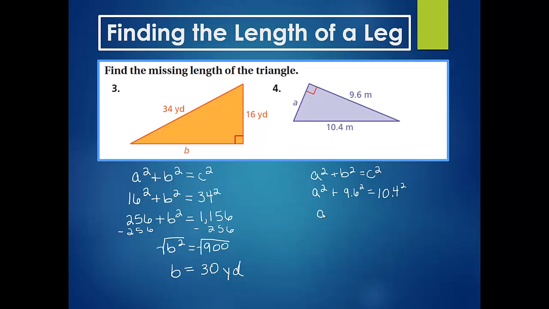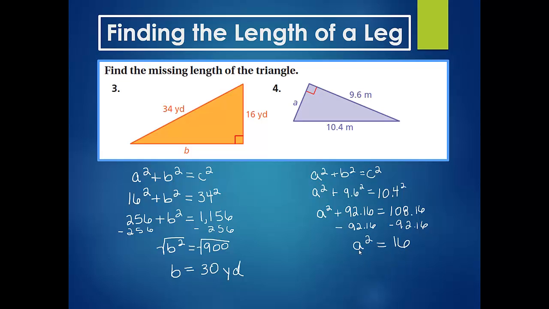Now we have a squared plus 9 6/10 squared is 92 16/100. And that equals 10 4/10 squared, which is 108 16/100. Now we need to subtract 92 16/100 from each side. And we'll get that a squared equals 16.